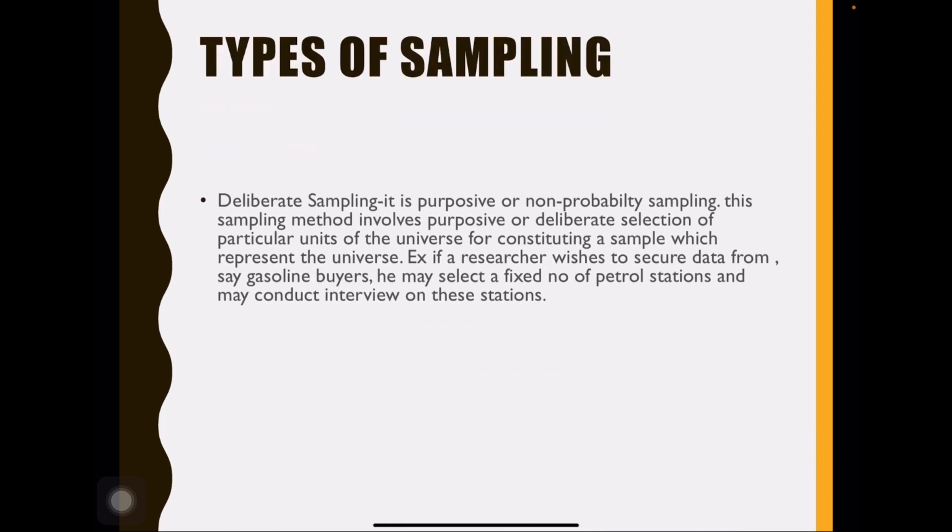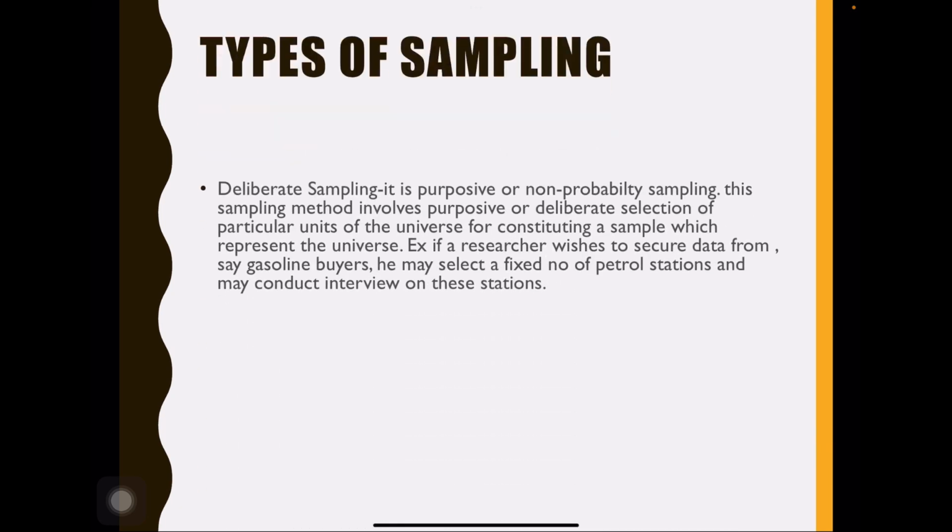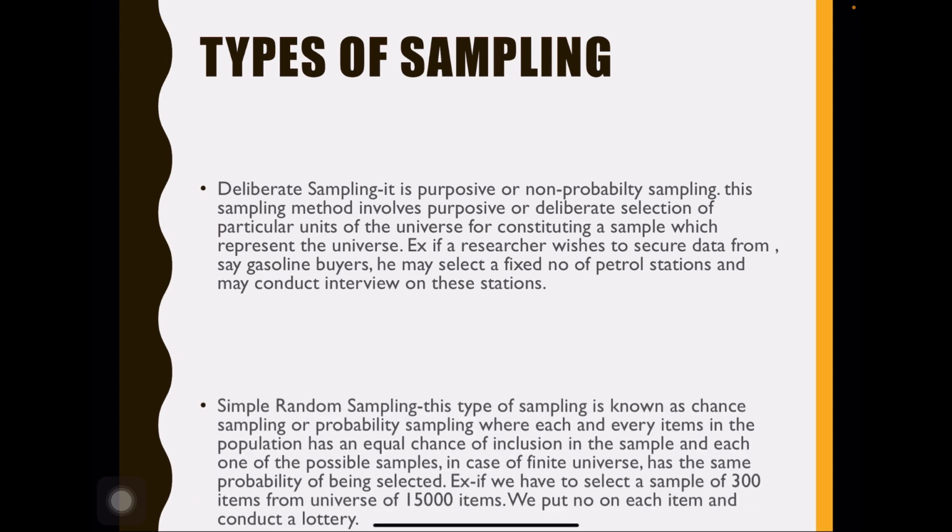Types of sampling. Deliberate sampling. It is a purposive or non-probability sampling. This sampling method involves purposive or deliberate selection of particular units of the universe constituting a sample which represents the universe. Example: if a researcher wishes to secure data from, say, gasoline buyers, he may select a fixed number of petrol stations and may conduct interviews at these stations.